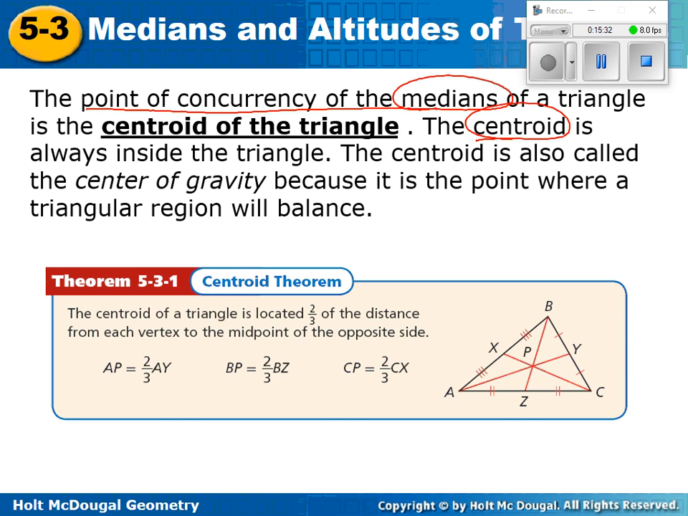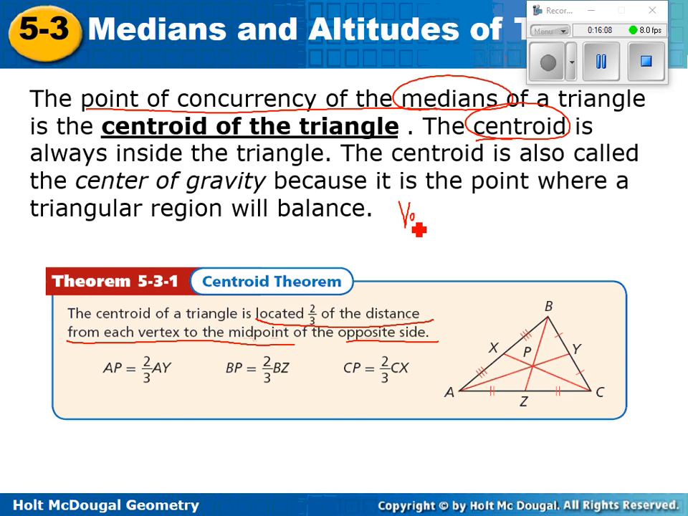Instead, the centroid is located 2/3 of the distance from the vertex to the midpoint of the opposite side. That's pretty wordy, so let's try it this way. The centroid is going to split the median into 1/3 and 2/3. Okay? The 1/3 part is going to be the distance from the centroid to the side, and the 2/3 part is going to be the distance from the vertex to the centroid. So I'm going to write that down here. You can add it in your notes if you want to.